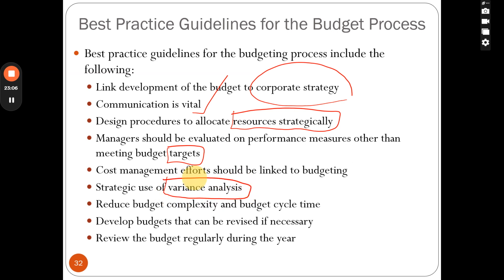Strategic use of variance analysis. So you have to find out what variance we are having and why it happened and what changes we can make in our strategy. Also, you have to reduce the complexity and budget cycle time. Develop budgets that can be revised. It has to be flexible. You cannot make a budget that is so rigid that you cannot revise it. And review the budget regularly during the year. So these are the best practice guidelines for the budget process.